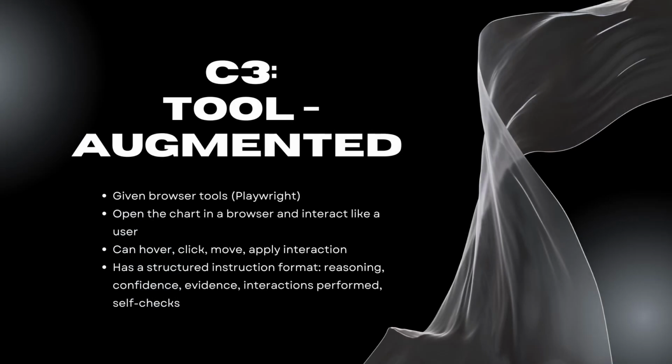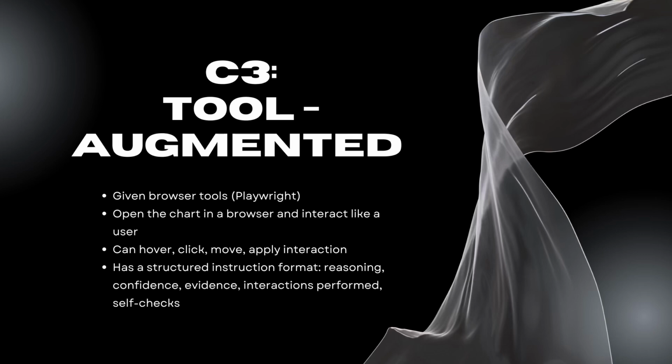So, this is C3, which is the tool-augmented agent condition. In C3, the model is given access to browser tools such as Playwright. This means the agent can open the chart in a real browser and interact with it like a user. For example, it can hover over a bar to read a tooltip, click a button, move a slider, or apply an interaction before answering the question.